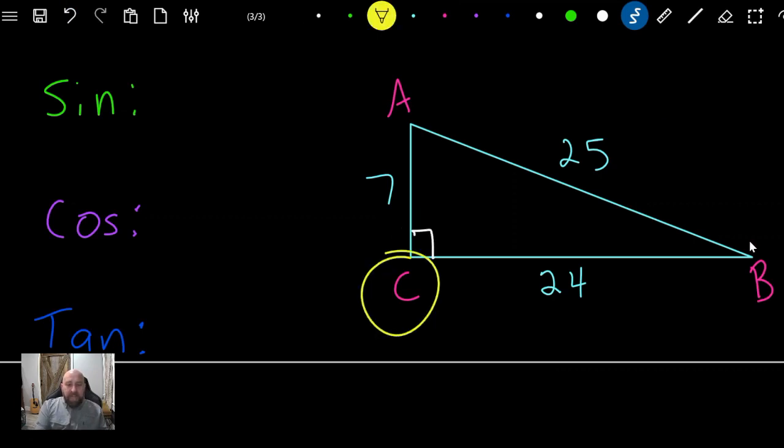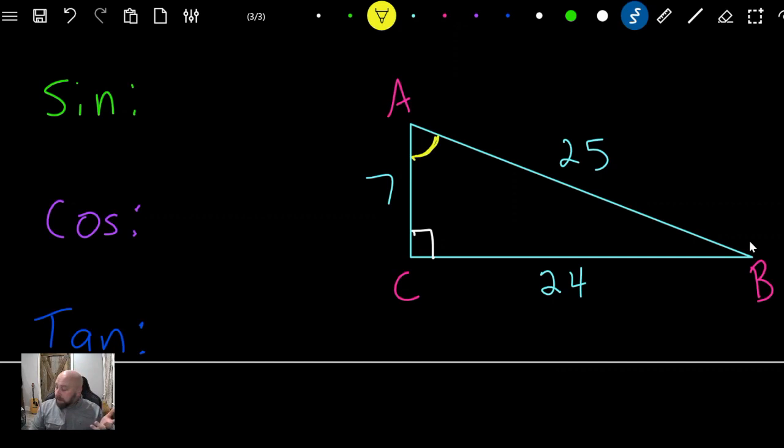Here's our C angle right here. Here's our A. Here's our B. Okay? Now, remember, C is never the reference, and they usually put a little arc there for you to know which one is your reference angle. This one doesn't have one, so I'm just going to put one in here. We'll use the reference angle of A.